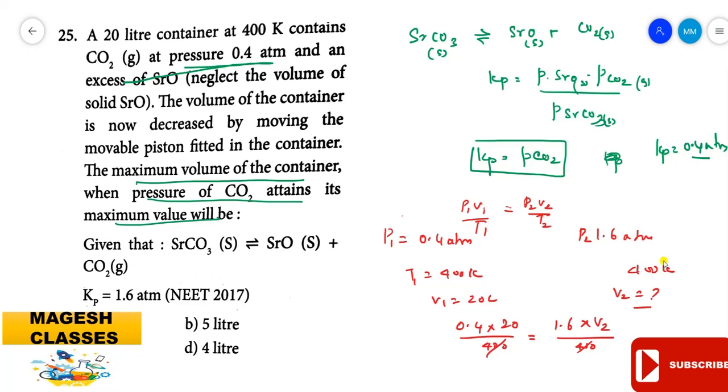You get V2 is equal to 0.4 into 20 divided by 1.6. So this will be 4, and by cancelling, you get 5 liter. 5 liter is the answer. So in this container, initially with 20 liter volume and pressure 0.4, it attains equilibrium, and so the pressure will be Kp. Why is it equal to Kp? Because the pressure in the container is only due to the partial pressure of carbon dioxide, so it is considered as the final pressure. Using Boyle's law, you can find the volume.